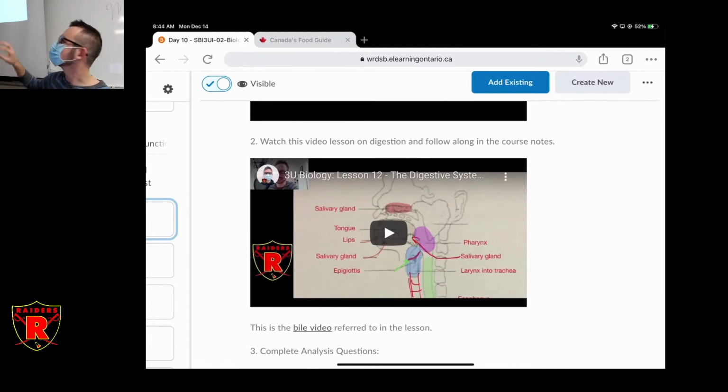So in your notes, there's a diagram that looks just like that, where you're going to label the parts I need you to know for this course. Okay, there's more parts. You can break it down into even smaller sections, but this is what I need you to know for grade 11, okay? So these are the parts I need you to know.